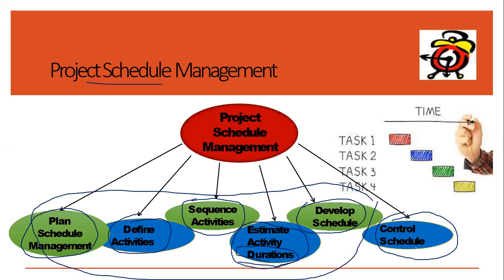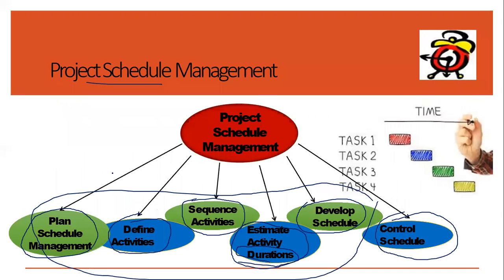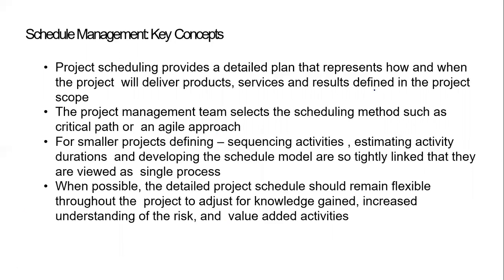Let's go further into these processes. Let's look at the key concepts of scheduling. Scheduling represents a detailed plan. Detailing is very important, whether you do it for months, for weeks, or for 2 weeks, which is in agile. The detailed plan is very important, where it will represent how it is going to be accomplished, when it is going to be accomplished, and why we are doing that. Going back to the definition of a project, a project will deliver something, either a product, service, or a result, which is predefined.